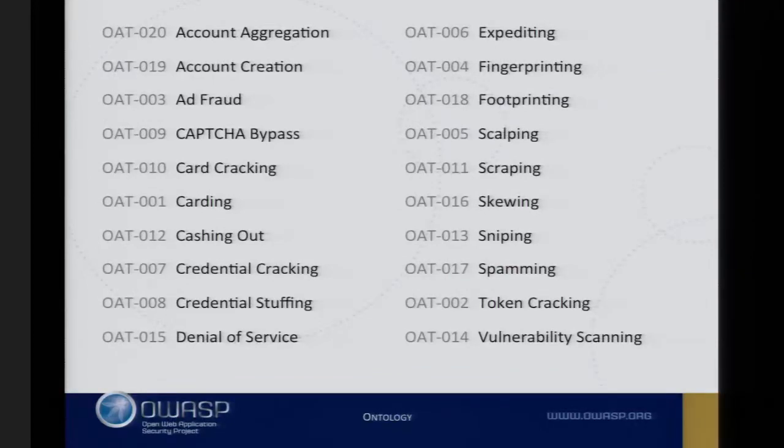Full details are on the project wiki, and there's a PDF which describes all of this. There's also a little booklet which I put together, which is the same as the PDF, which I've called the Automated Threat Handbook, which has got some pages about each of the threats at the back and a bit of description at the front.